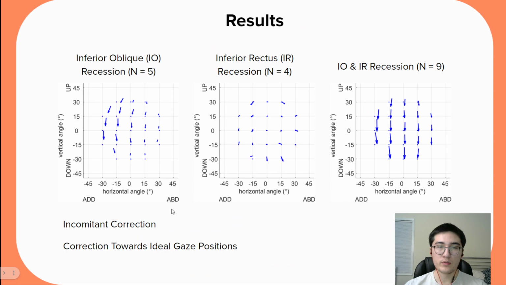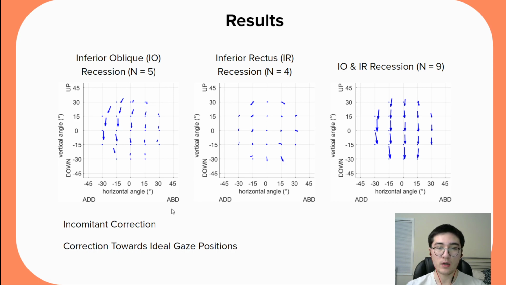Here are the groups and results mentioned. The first group is of patients who underwent recession of the antagonist muscle, the inferior oblique. The second group is of patients who underwent surgery on their unaffected eye's inferior rectus, which controls downward movement. And the third group is of patients who underwent both of the previous surgeries.